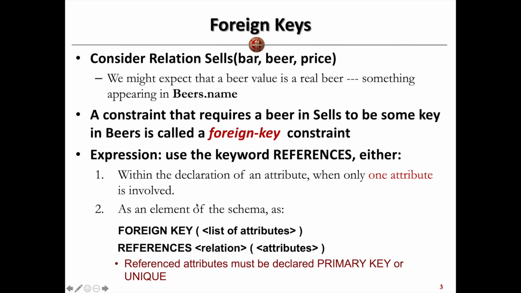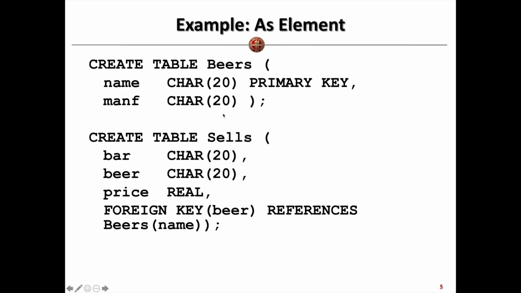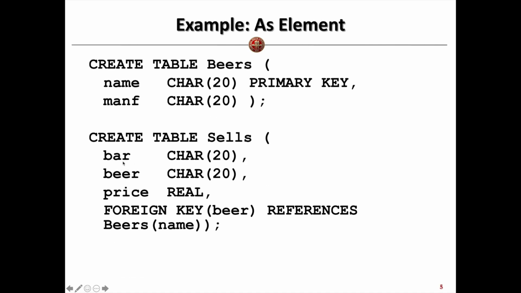We can also declare this foreign key as element of the schema as well, which is shown in this page. We have a beers table showing above, and we can further create the sales table in another way. It is the same as the previous table, however, we declare the foreign key in a different way. We have bar char 20, beer char 20, price real, and after it, we have this foreign key beer on the beer attribute, reference to the beer's table on this name attribute. So this is another way to declare the foreign key for some attributes in current tables in SQL.